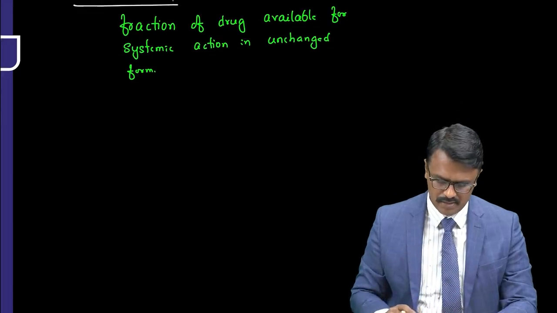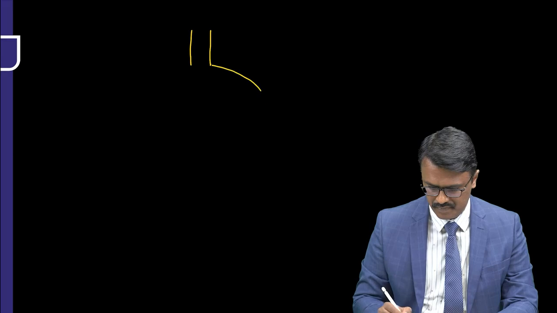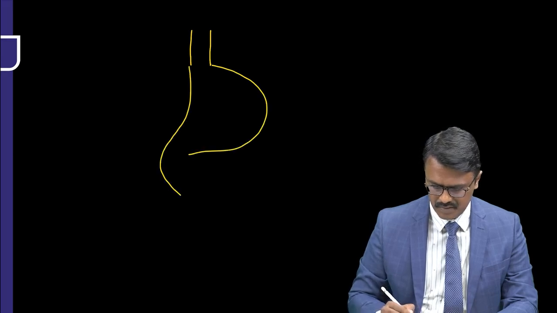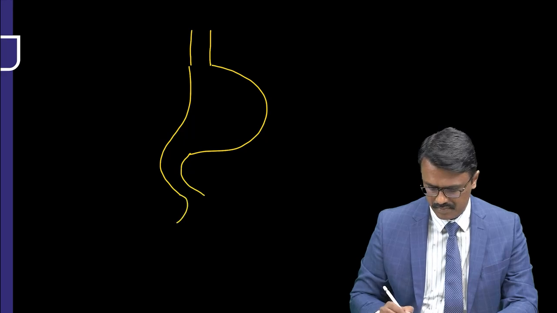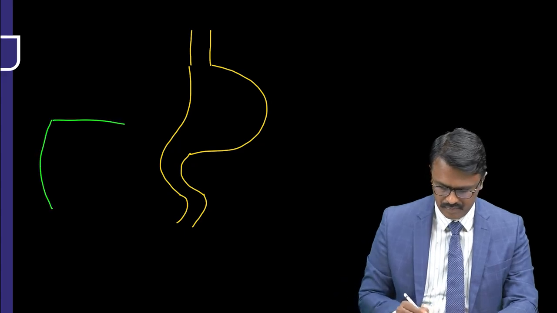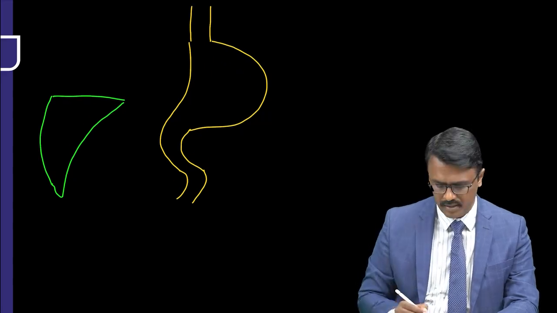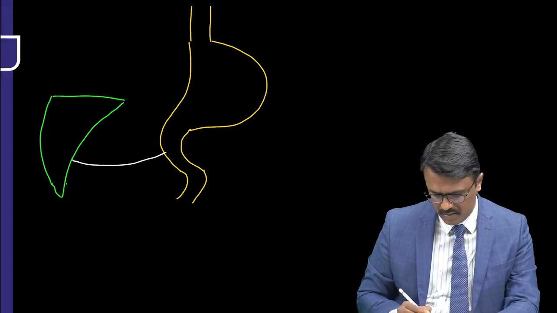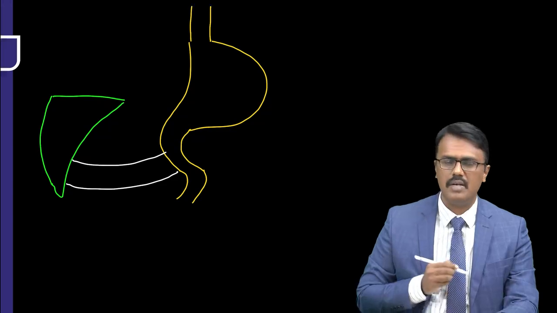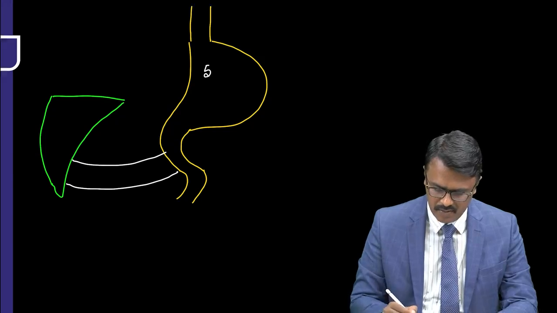So let us understand like this. Now, this is the esophagus. This is the stomach and the intestine. Clear? And this is the liver here. So when we give the drug, it has to get absorbed. This is the point. Now let us take the example. We have taken the example of paracetamol. Let us go with that.